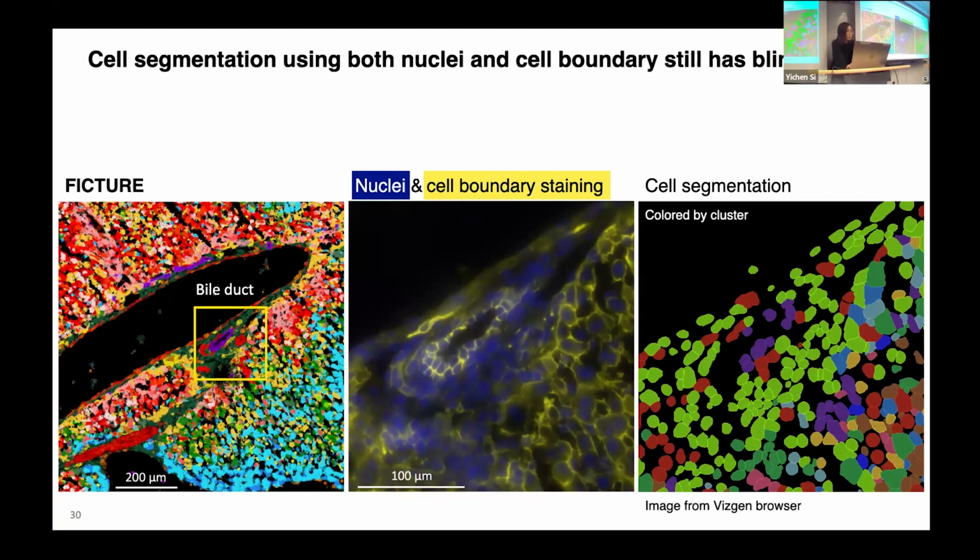So on the left is FICTURE's inference around the portal vein, and the yellow box highlights the bile duct. In the middle, we show the nuclear and boundary staining around the bile duct. You can see that there are small cells tightly packed around the bile duct, and the nuclear staining is not really clear. And the cells lining this portal vein, the structure is unclear. So indeed, cell segmentation is really challenging in this region, and basically cell segmentation gave up near the portal vein, near the bile duct.